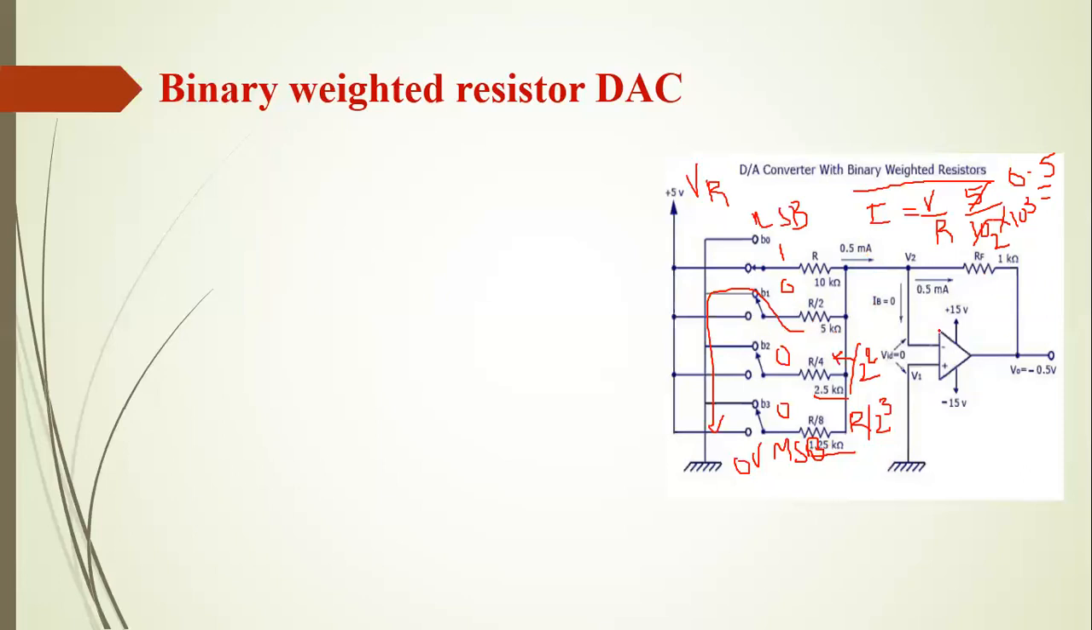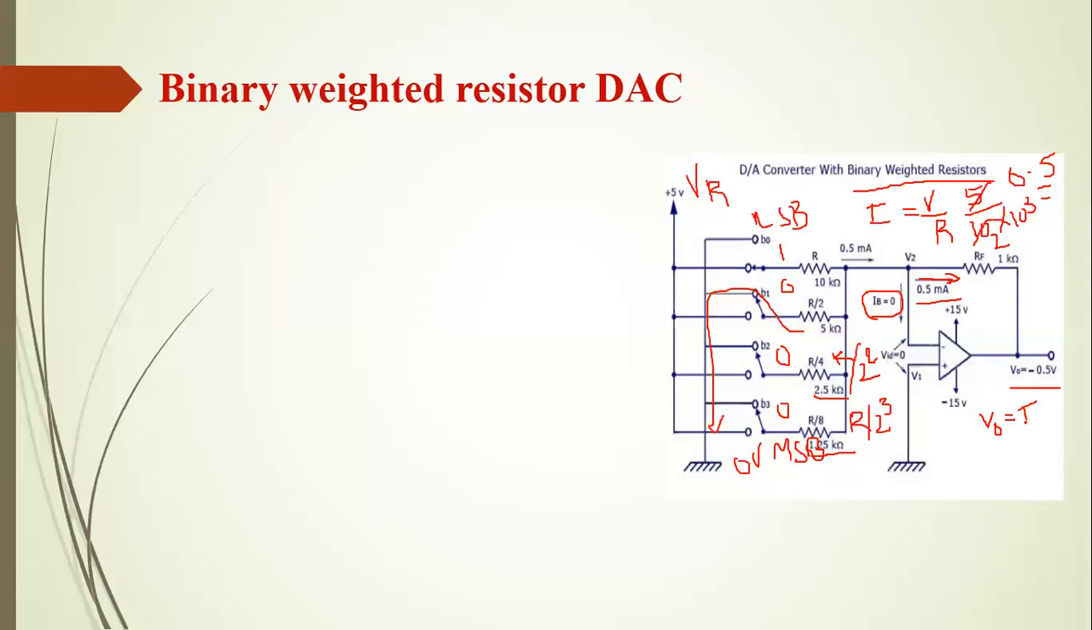As we are considering that the bias current passing through the input terminals of the op-amp is 0, that is IB is equal to 0, the total current coming from this input terminal will pass through the feedback network that we have shown here. So the total current I is passing through the feedback resistor RF. Here we have considered the feedback resistor to be 1 kilo ohm for simplicity, and the total current is 0.5 milliamps.